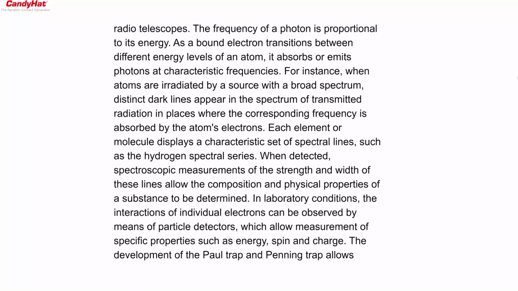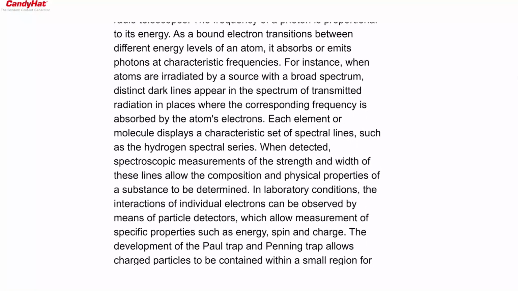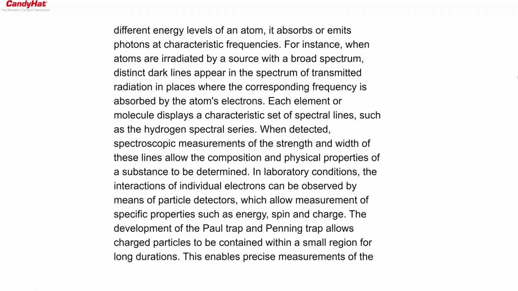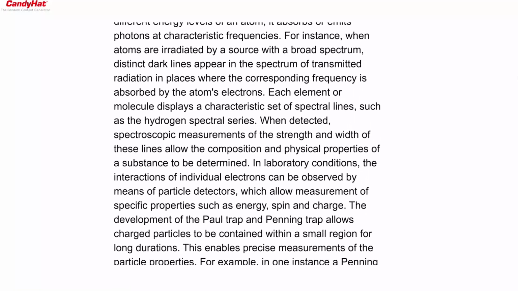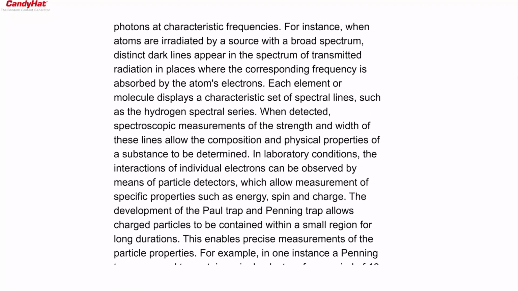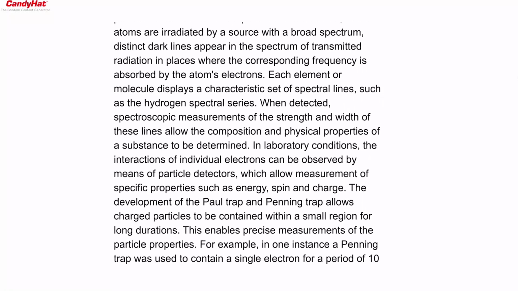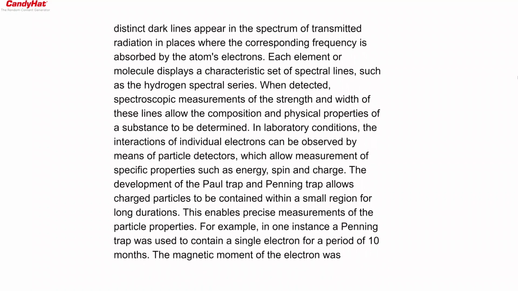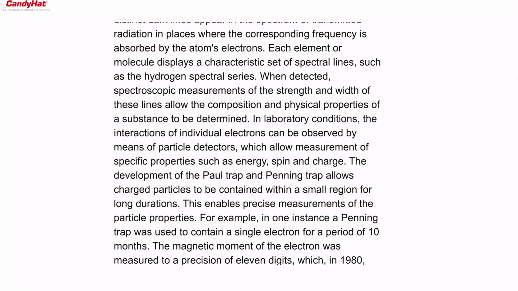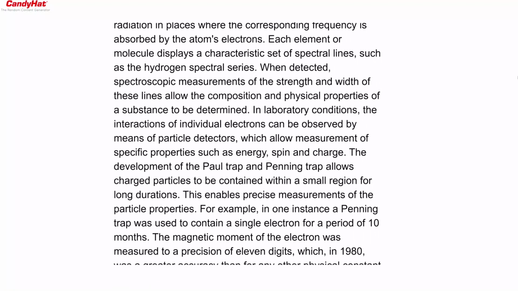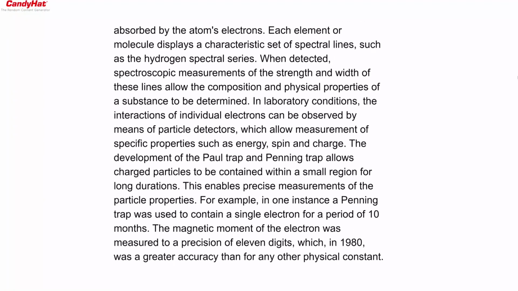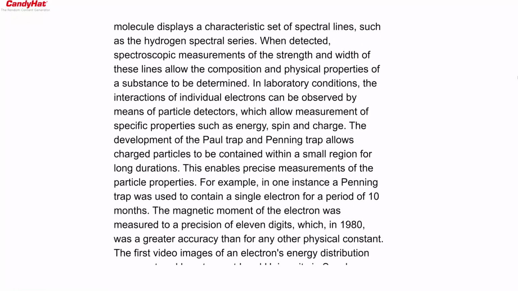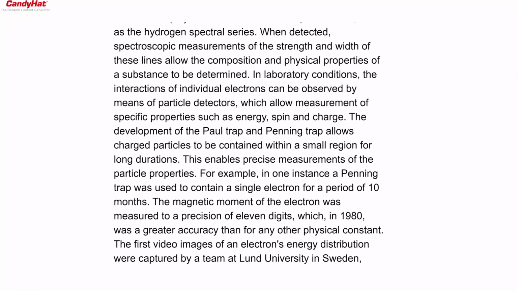As a bound electron transitions between different energy levels of an atom, it absorbs or emits photons at characteristic frequencies. For instance, when atoms are irradiated by a source with a broad spectrum, distinct dark lines appear in the spectrum of transmitted radiation in places where the corresponding frequency is absorbed by the atom's electrons. Each element or molecule displays a characteristic set of spectral lines, such as the hydrogen spectral series. When detected, spectroscopic measurements of the strength and width of these lines allow the composition and physical properties of a substance to be determined.